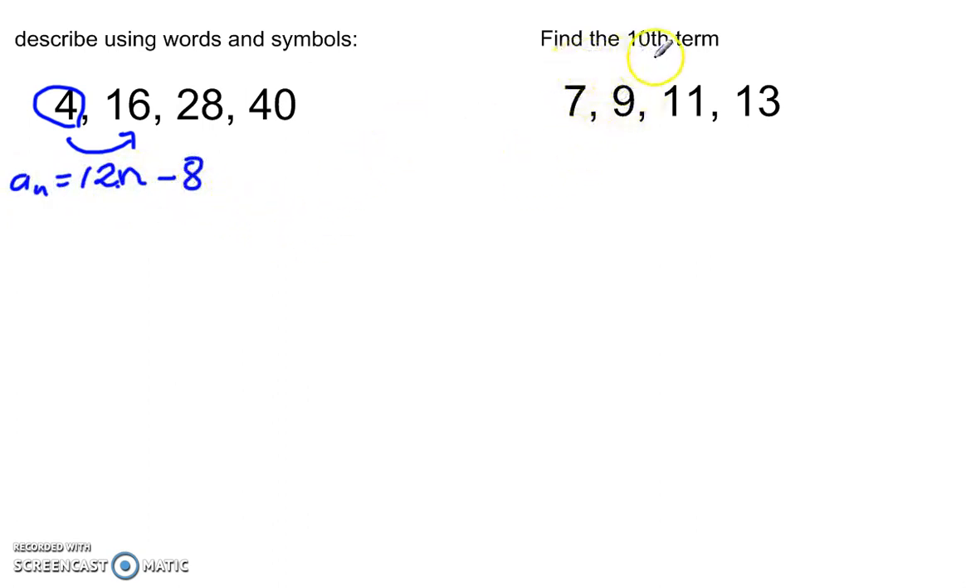In the second example, it says find the 10th term. So let's set up the equation first. Our common difference here is 2. 2n, what do I have to do to 2 to get to 7? I have to add 5, and then I want to now find the 10th term.